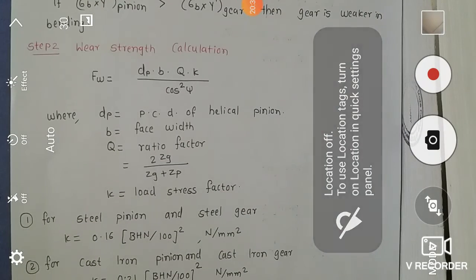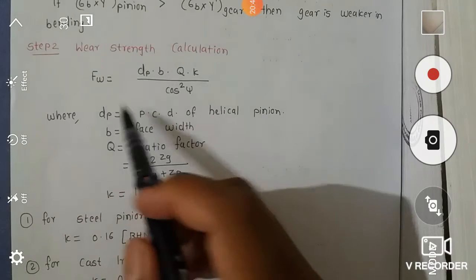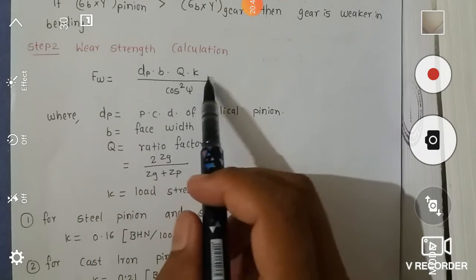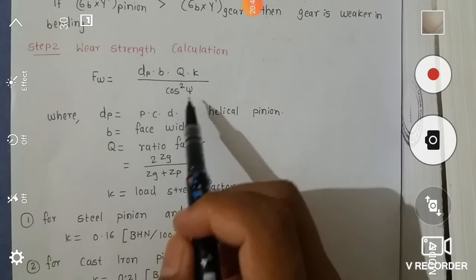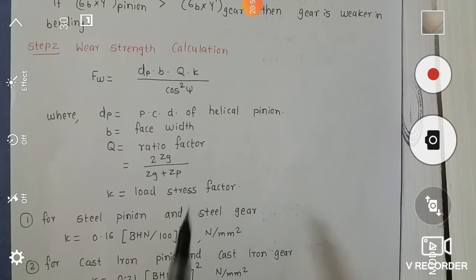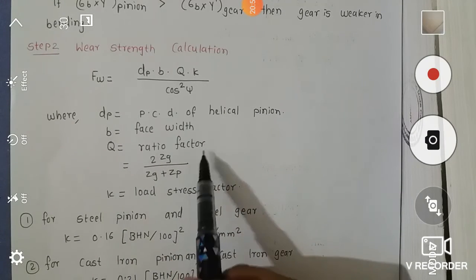And then the second step becomes wear strength calculation. For wear strength calculation, this is the formula: Fw is equal to dp into b into q into k upon cos square psi, where dp is pitch circle diameter of helical pinion, b is face width, Q is ratio factor.